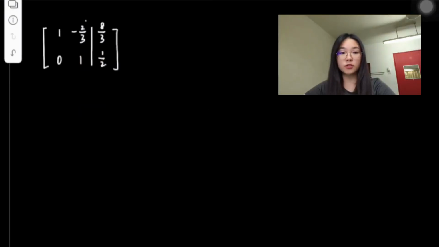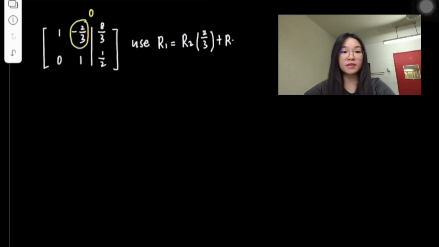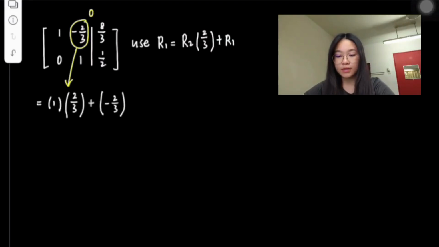To get the identity matrix, we will need to change negative 2 over 3 to 0. We can change it to 0 by using this rule, which is row 1 equals row 2 times 2 over 3 plus row 1. A simple example: 1 times 1 plus negative 1 equals 0. And then we substitute negative 2 over 3 into the row, and we get the answer 0.